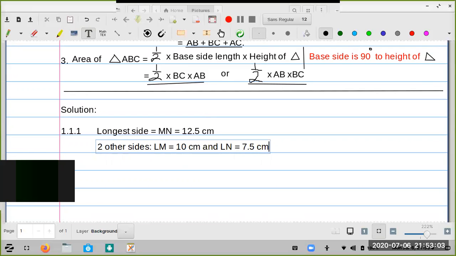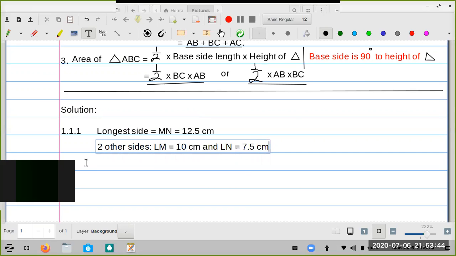Now I'm going to make use of the Pythagoras theorem. What does Pythagoras theorem say? If the triangle is a right-angled triangle, it will satisfy Pythagoras theorem. So, in other words, I'm going to use Pythagoras theorem to prove that the triangle is right-angled, or to prove that the triangle is not right-angled.